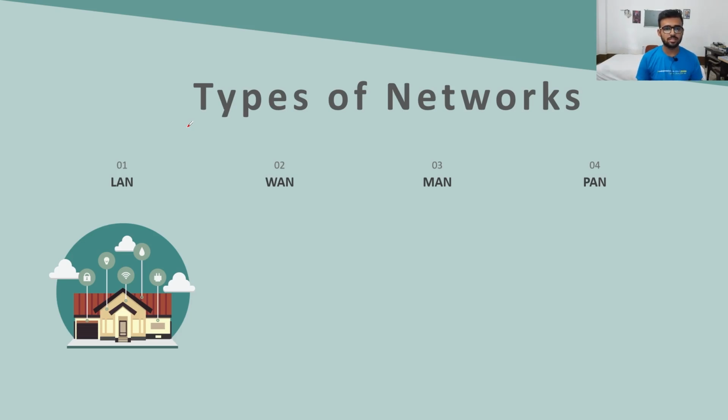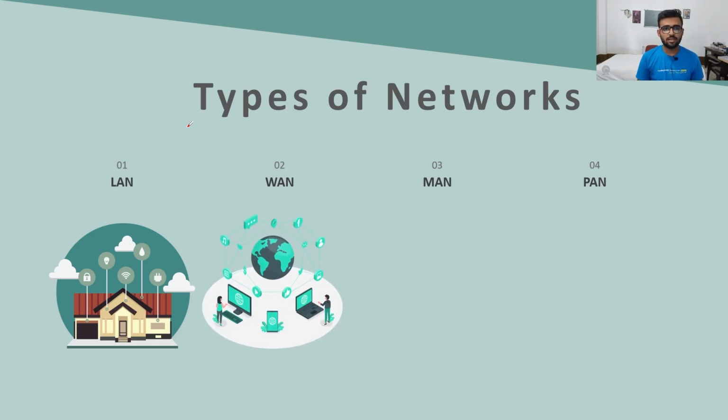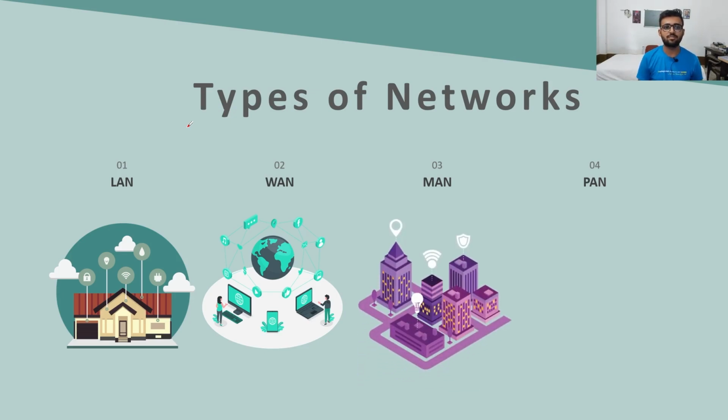So the next is wide area network, WAN. So what is WAN? WAN covers a much larger geographical area, often connecting multiple LANs. The internet is the most well known example of the WAN. And the third is MAN. MAN stands for Metropolitan Area Network. A MAN covers a larger area than LAN, but is smaller than WAN, like a city or a campus.